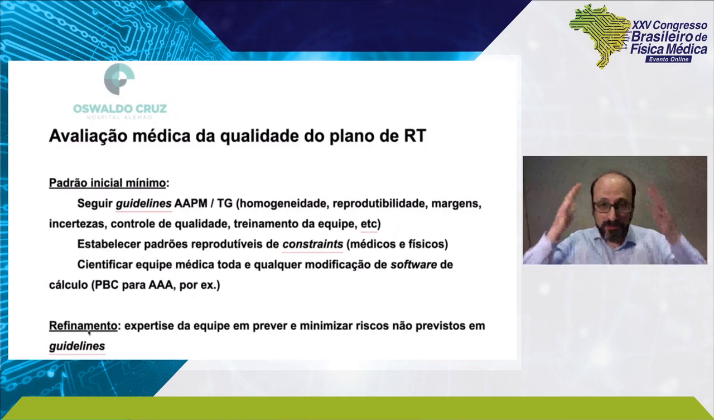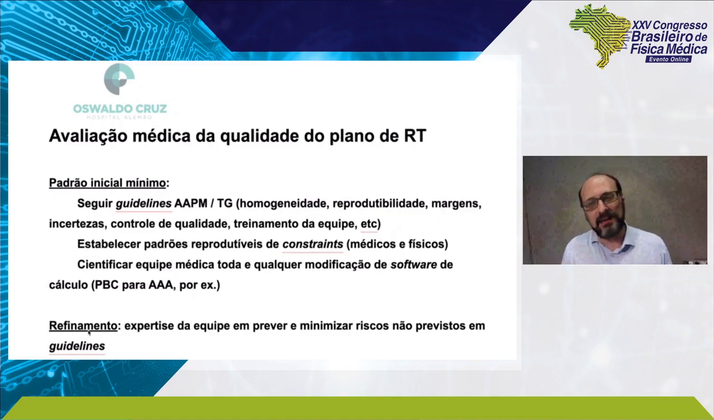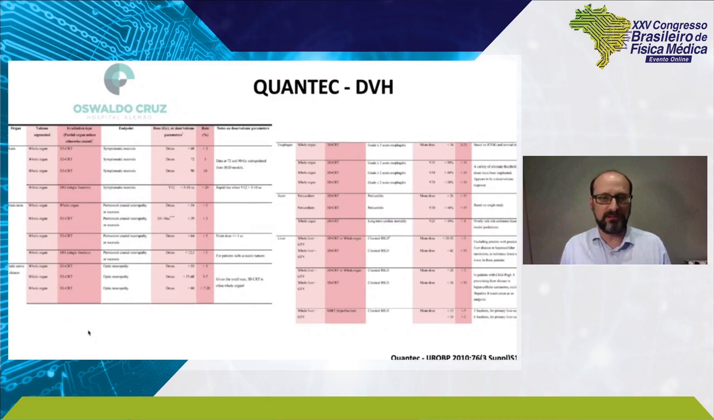Vem com os cabelos brancos que eu já não tenho mais, né? Em prever e minimizar riscos que não estão previstos em guidelines. Quando a gente tem constraints e guidelines, nem tudo que a gente enfrenta no dia a dia está planificado. Eventualmente, nós precisamos do juízo clínico para definir se um determinado plano pode ou não ser aprovado.